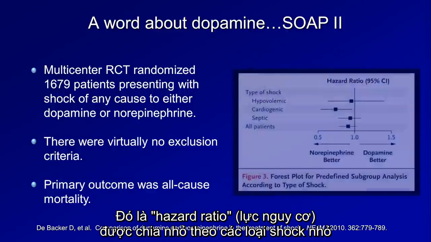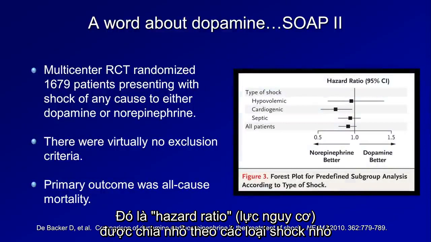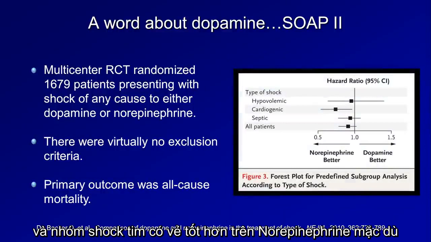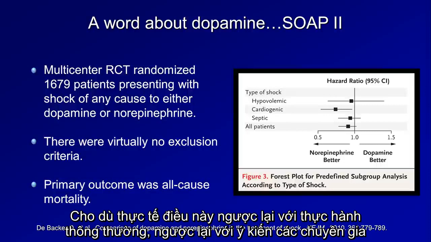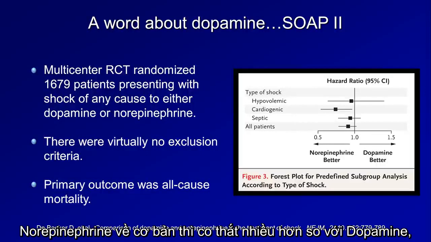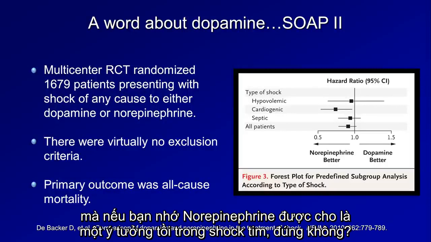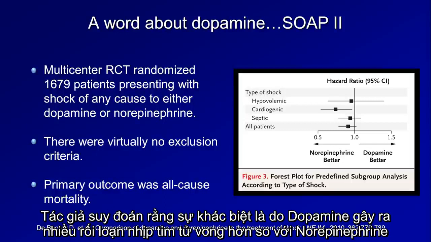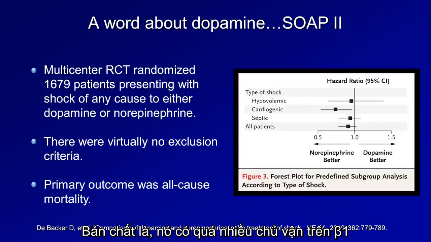But that was not what was controversial. This was. It's the hazard ratios for death broken down by shock subtype, and the cardiogenic shock group seems to have done better on norepi, despite the fact that this was counter to common practice, counter to expert opinion, and counter to basic principles of physiology. Norepi is more vasoconstricting than dopamine, which, if you remember, is supposed to be a bad idea in cardiogenic shock, right? Well, the authors speculated that the difference is because dopamine causes more fatal arrhythmias than norepi. Essentially, it has too much beta-1 agonism.